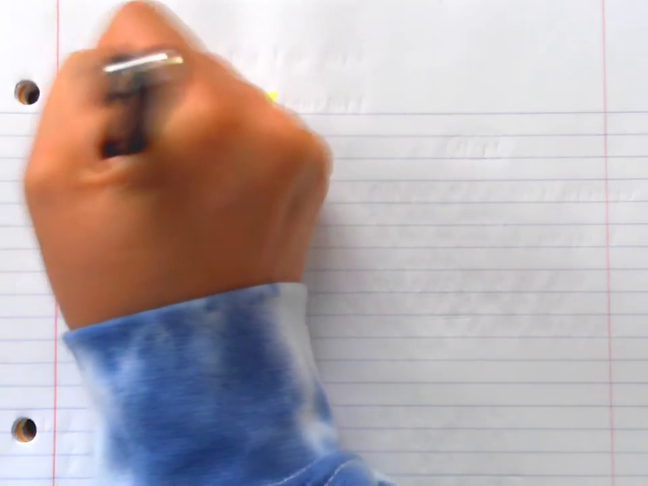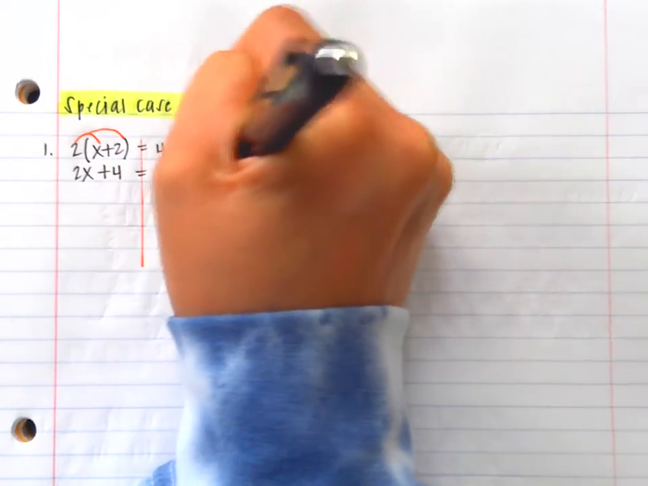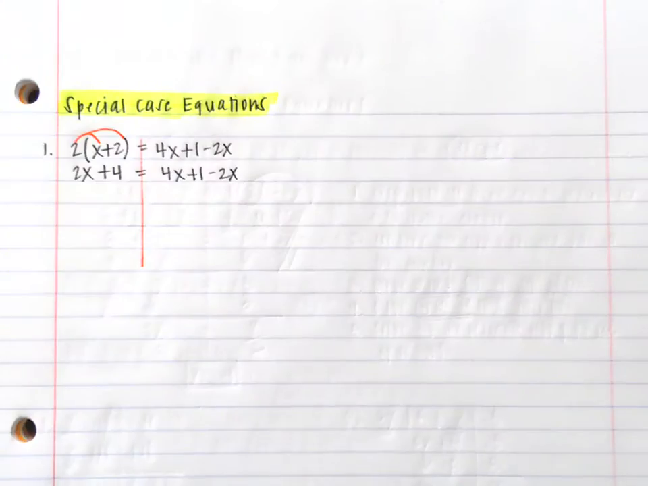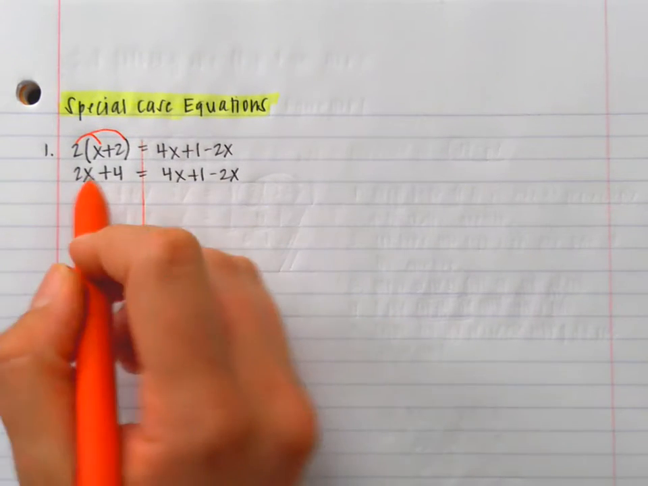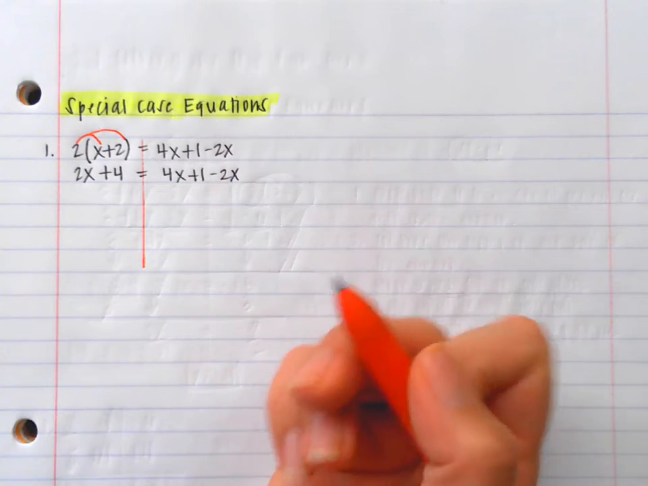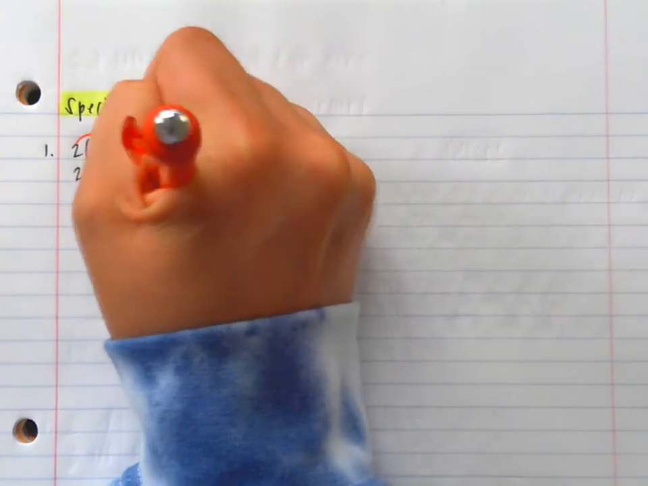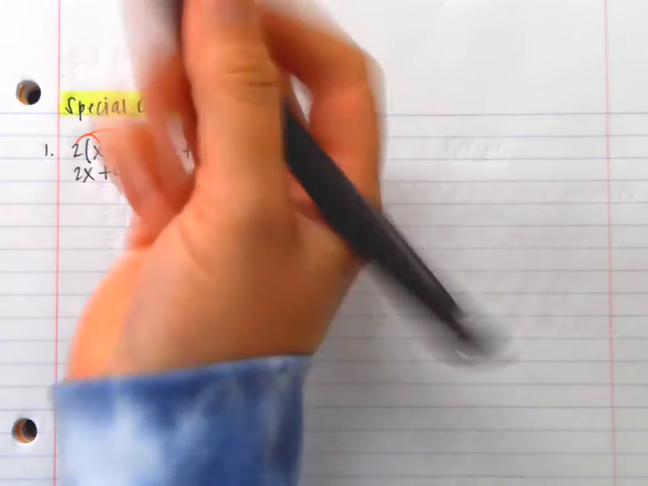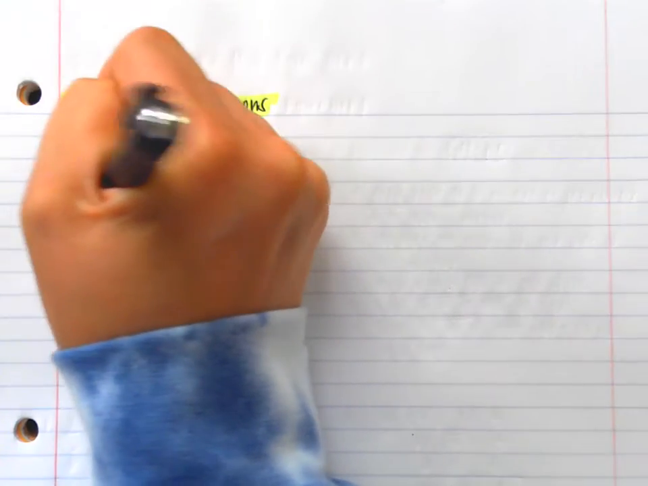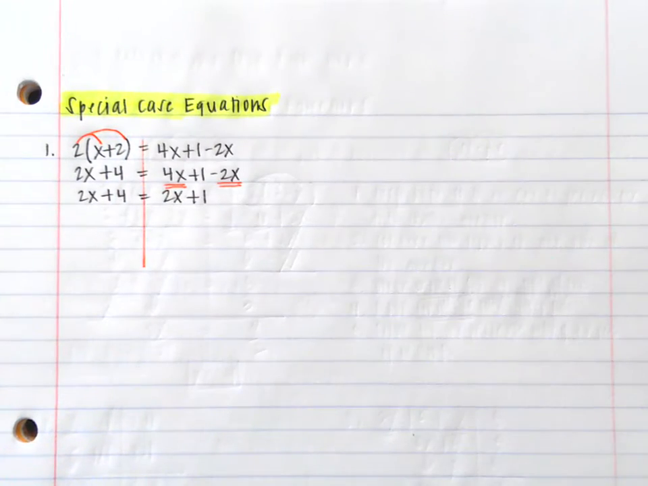So that's going to become 2x plus 4 equals, and then this side had no parentheses, so I don't have to distribute anything. Now that we've done that, we're going to combine any like terms. 2x plus 4, nothing there that we can combine. 4x minus 2x, I can combine these. 4x minus 2x becomes 2x. So this side is just going to come down, and then we have 2x plus 1.